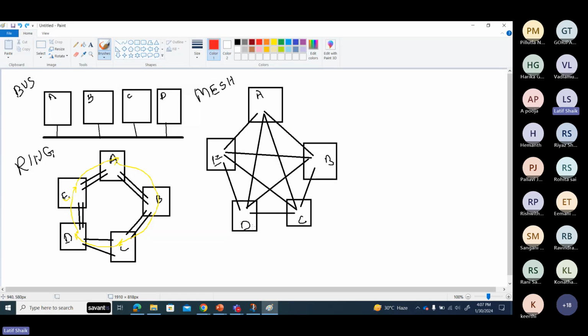But it is complex. A lot of wiring is required. So I have 1, 2, 3, 4, 5 devices, and each device is connecting with 4 wires. Means 4 NIC cards are required to connect. So this is a total mesh topology.